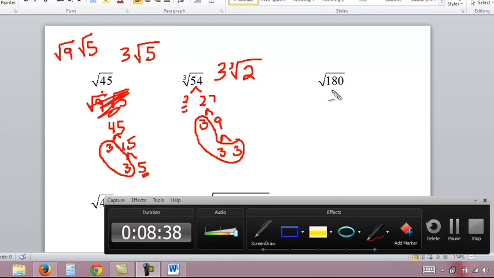So go ahead and try the square root of 180. Go ahead and pause it and then try it. So let's see. Did you get the same thing?